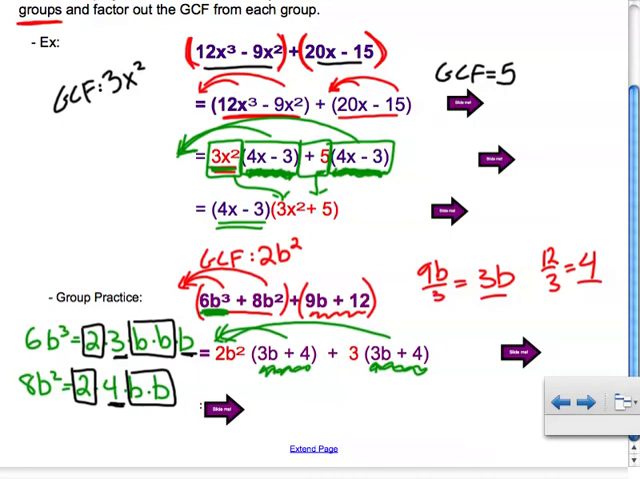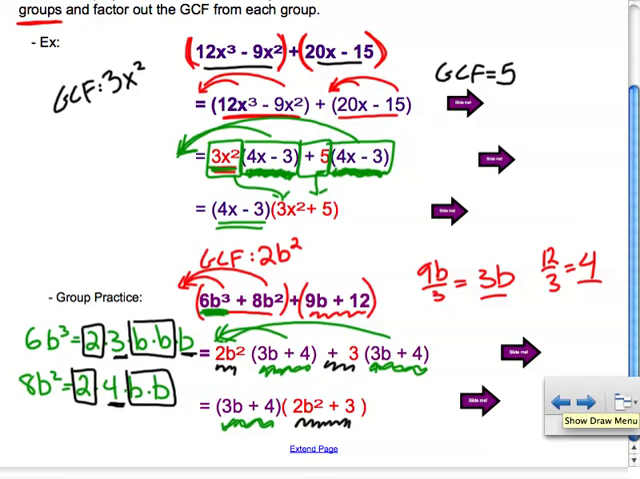Undistributed property again. And I get the 3b plus 4 here. And I get the 2b to the second plus 3 is what ends up here. Okay, there's a multiplication in here for the same reason. Let's look at maybe when it's not a binomial. Let's review that again, because maybe that'll make it clear.